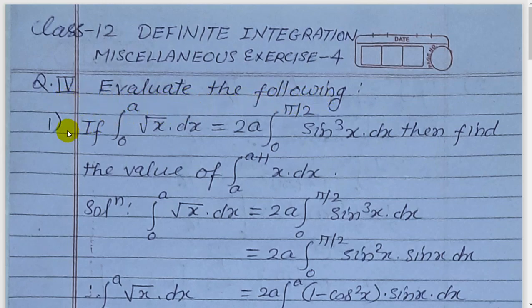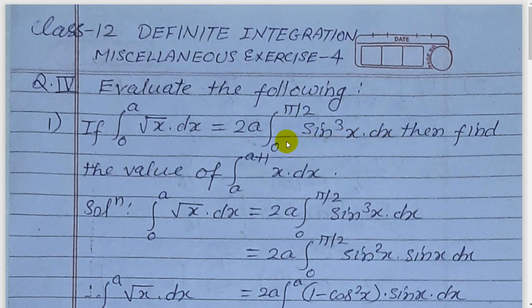Now sub-question first. If the integral from 0 to a of root x dx equals 2a multiplied by the integral from 0 to pi by 2 of sine cube x dx, then find the value of the integral from a to a plus 1 of x dx. This means it is given that the integral of 0 to a of square root of x dx equals 2a into the integral 0 to pi by 2 of sine cube x dx.